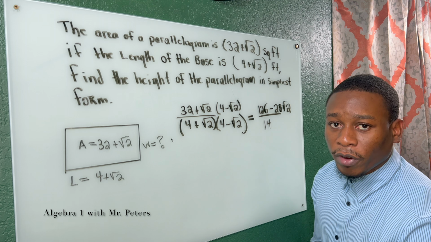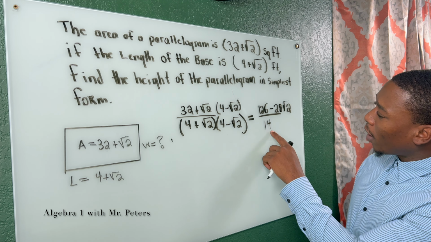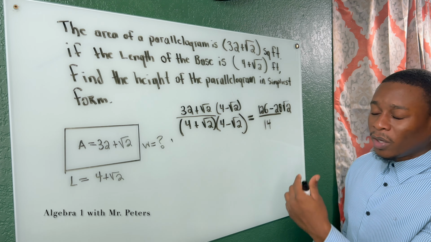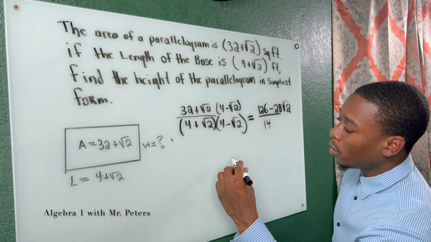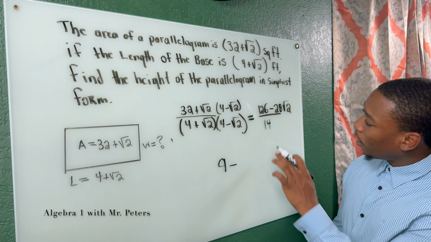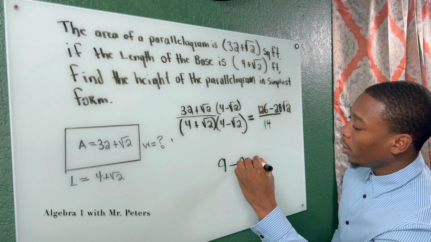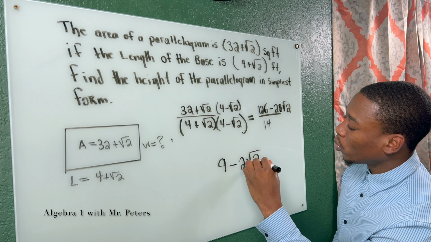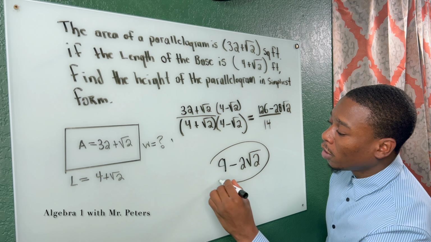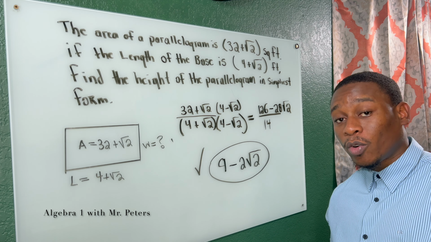And anytime we have a fraction, we need to check to see if we could simplify. So I know I could divide by 2, but let's see if there's a larger number. Let's see if we could divide by 14. So 126 divided by 14, wow, that gives me 9. So we could simplify that to 9 minus, and then 28 divided by 14 is going to give me negative 2, and then radical 2 just stays the same. So 9 minus 2 radical 2 will be our final answer.